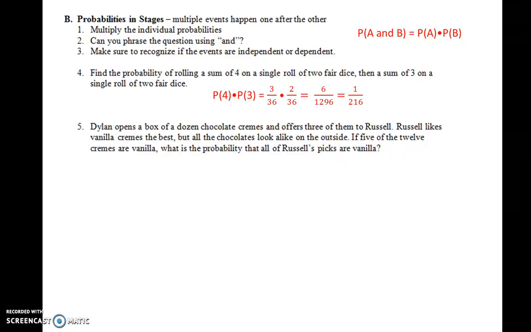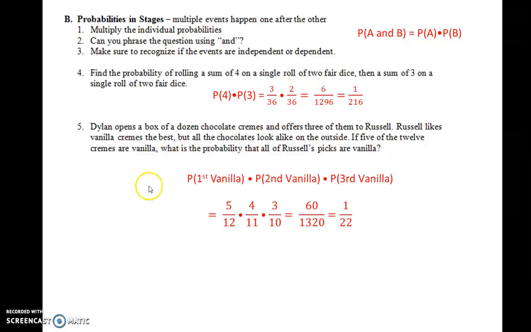Now think about this. This is a dependent event because once he picks one out, it's going to change the numbers that are left for the second and then the third choices. So I'm going to show you some work here. Again, we could say what's the probability that the first one was vanilla, and then the second one was vanilla, and then the third one was vanilla. That is a sign that we're going to be multiplying these probabilities together.